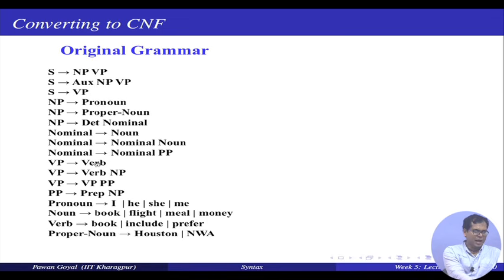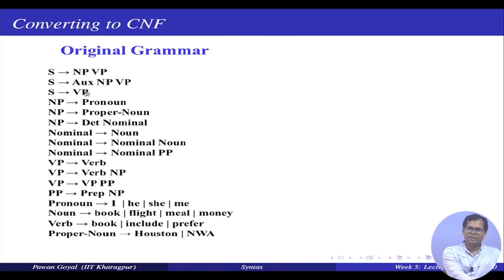So instead of this rule, I'll add a new rule. Verb phrase gives me book, include and prefer. Okay, and this is the strategy. Similarly here, this is in CNF, this is in CNF. What about this rule? Nominal goes to noun. Again, I'll find out what are the different things that noun derives: book, flight, meal and money, and I'll add a rule. Nominal derives book, flight, meal and money. This is in CNF. So here again NP goes to pronoun. I'll find out pronoun goes to I, he, she, me. So NP gives me I, he, she, me.